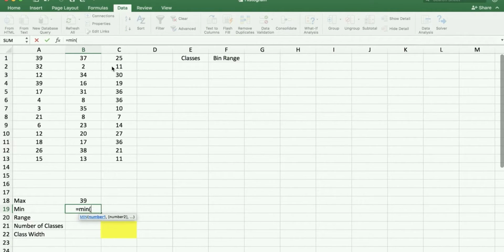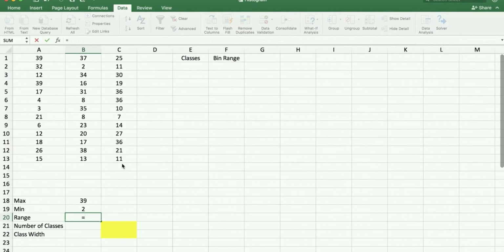I'm going to follow a similar approach to find the minimum number in this data set, and that will be by using the min function on Excel. Similar approach, we select the region that we are interested in, A1 up to C13. If we hit return on a Mac computer or enter on a Windows, it will give me the min of 2 in this data set. So my max is 39 and min is 2.